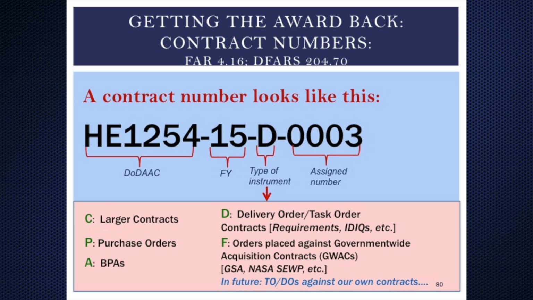A P contract, they call it a purchase order. It is a simplified acquisition procedure order. It's under SAT. It's under the $150,000. It's a purchase order. There are different legal implications to a purchase order, but it is a P contract. It's usually small orders. And then A are BPAs.